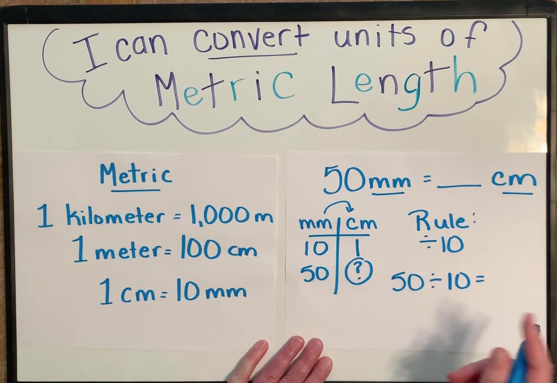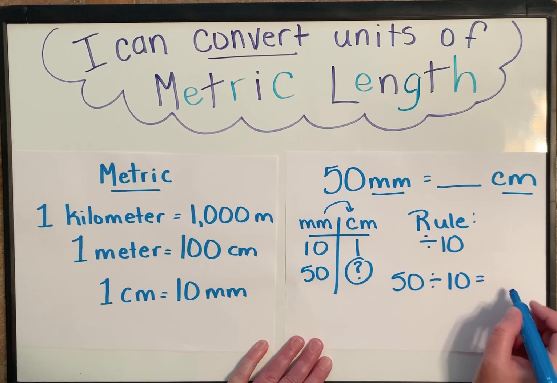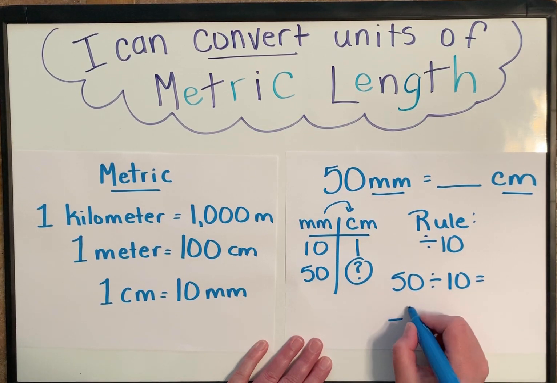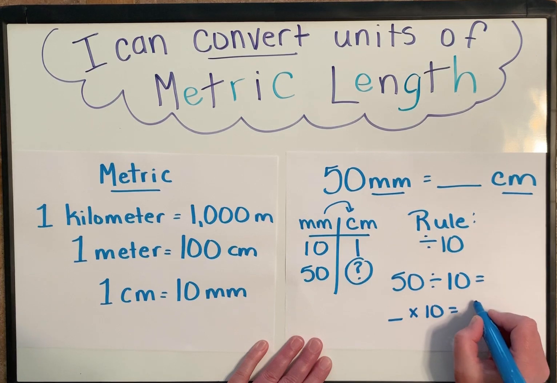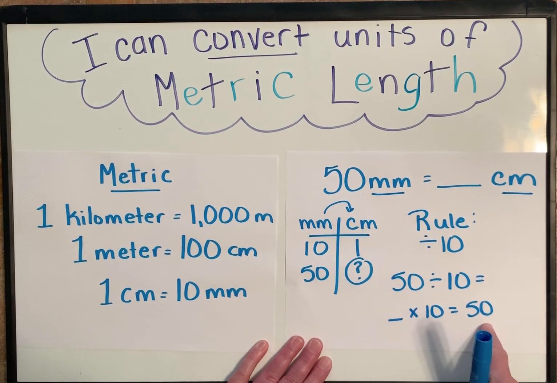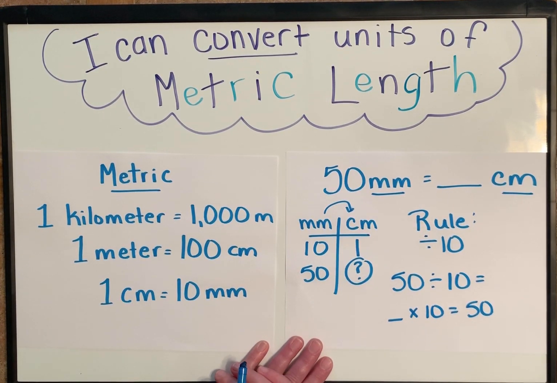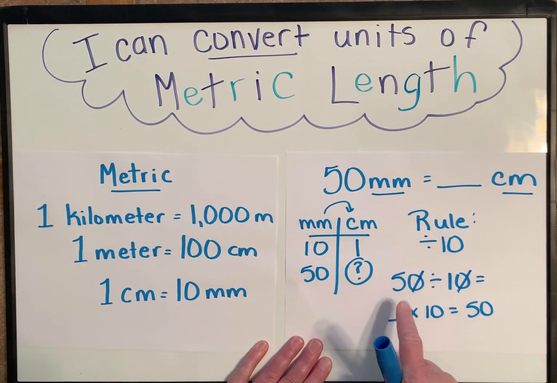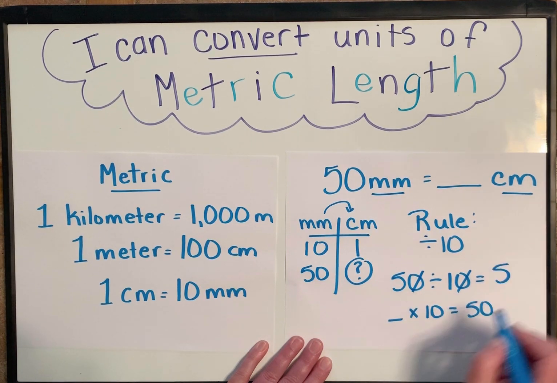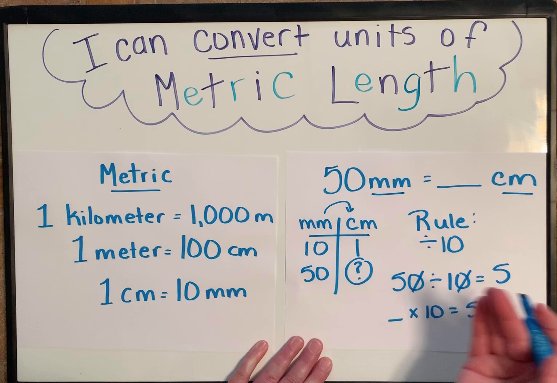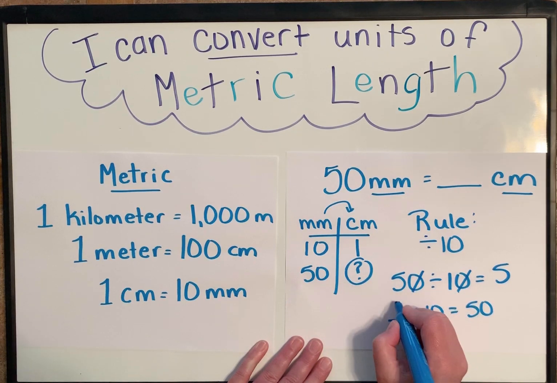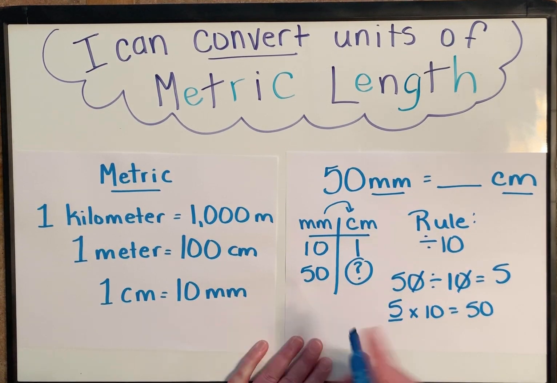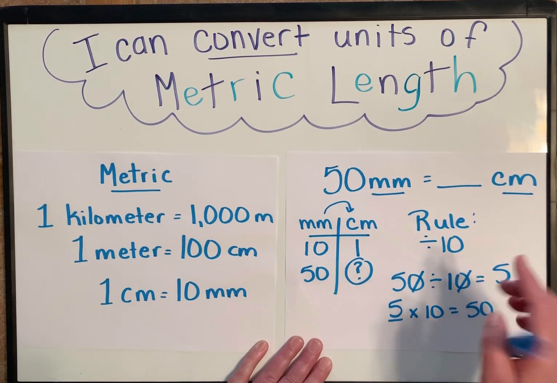If you don't know, I can think backwards. I can think something times 10 equals 50. Think backwards, and that could help you. So 50 divided by 10, I can cancel out these zeros like I did before. 5 divided by 1 is 5. And I know that's right because when working backwards, 5 times 10 is 50. So how many centimeters are in 50 millimeters? 5.